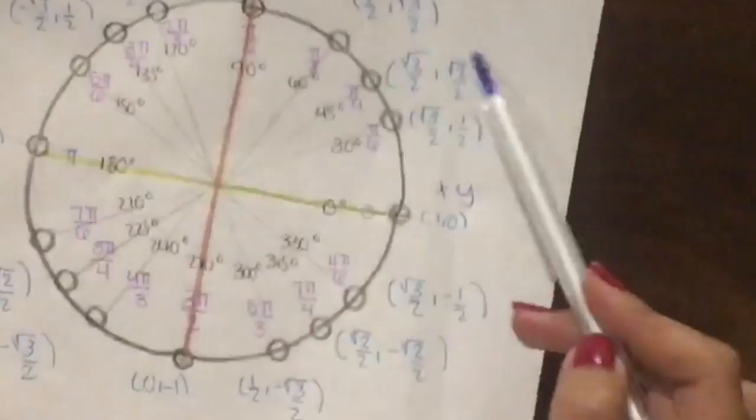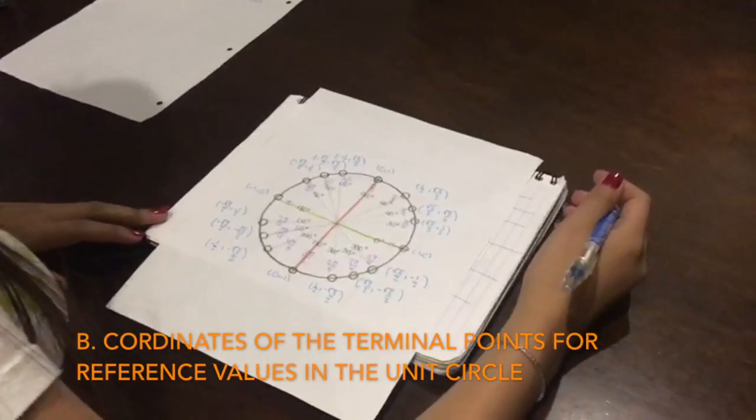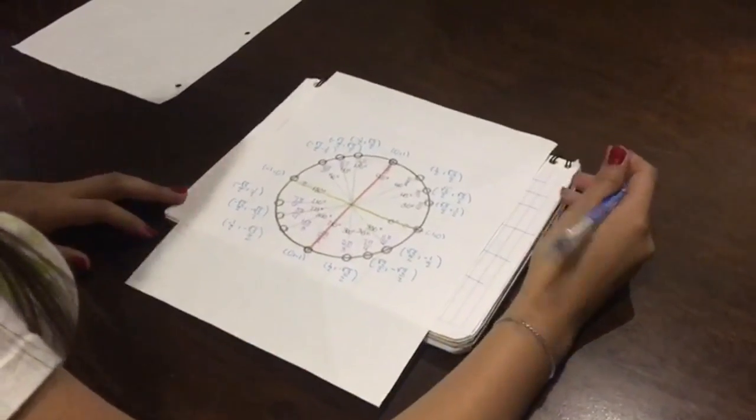So you have to search all of these. To search this one, you have to see these notes: sine is equal to y. So this is x and y. So you have to put this value. Then in cosine, you have to put the x, and this is the x. Coordinates of the terminal points for the reference values in the unit circle.